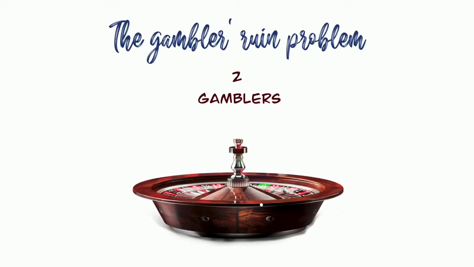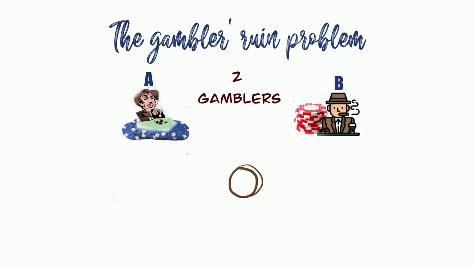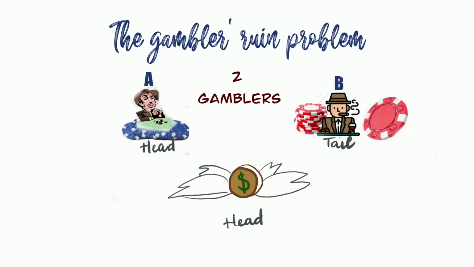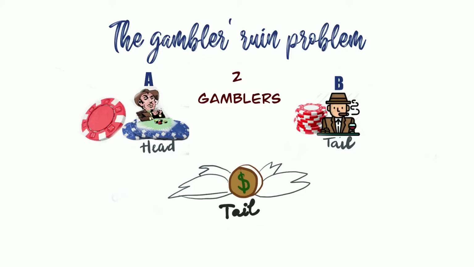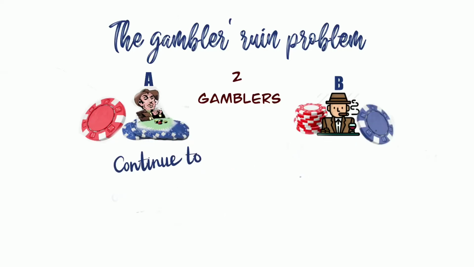We have two gamblers, A and B, who bet on the outcome of successive flips of a coin. On each flip, if the coin comes up heads, A collects 1 unit from B, whereas if it comes up tails, A pays 1 unit to B. They continue to do this until one of them runs out of money.